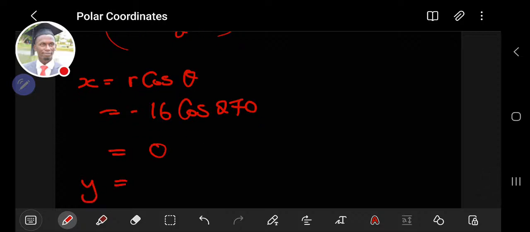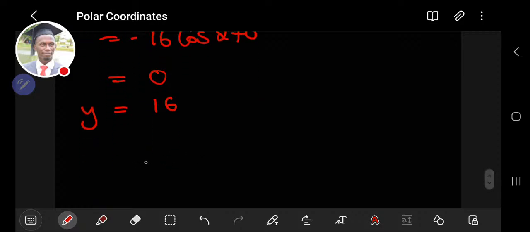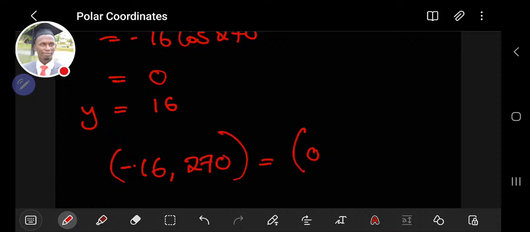In the same way, you find your y value, 0, comma. Your y value is going to be positive because sine 270 is negative, so this ends up being positive 16. So with r being -16 and the angle being 270, you end up with a corresponding Cartesian point of 0, 16. This is the point in Cartesian form if this is the point in polar coordinates.